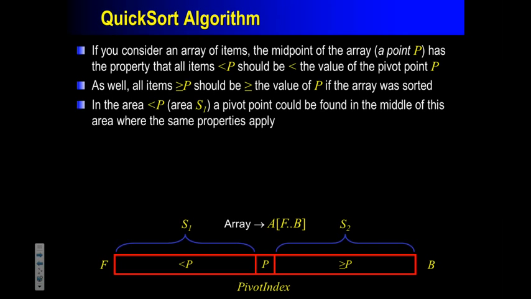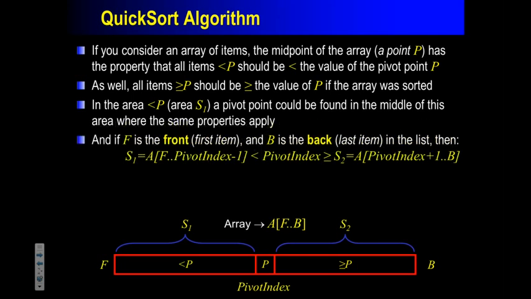This will separate the array into two subarrays. I'm going to call them S1 and S2. With the front of the array, F, and the back of the array, B, it is true mathematically that S1 is from A[front] to A[pivot index minus 1], which is less than the pivot, and S2 is from A[pivot index plus 1] all the way up to B, which is greater. Don't worry about that. That's just essentially a mathematical way to describe it.